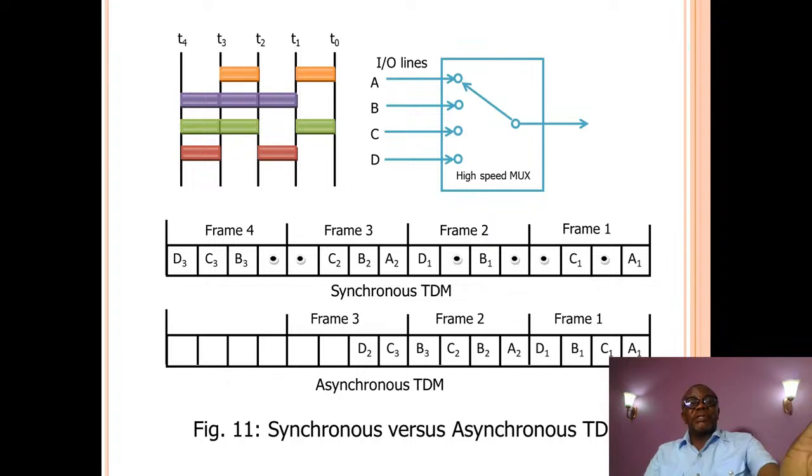From T2 to T3, it goes to C. It sees something. It calls it C2 because that is the second time it is seeing C. From T2 to T3 in D, nothing. It gives empty space. The 4 slots are filled for frame 3, it sends. It does the same for frame 4.